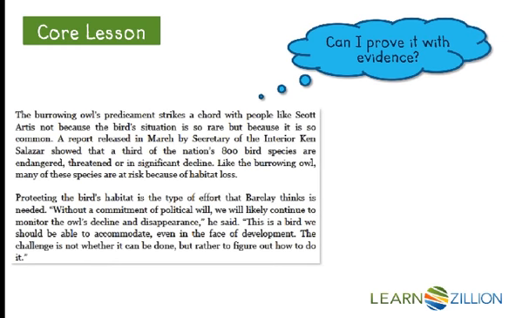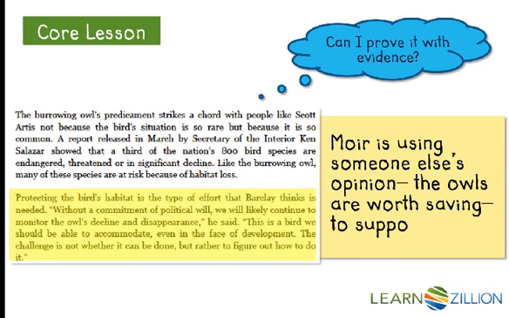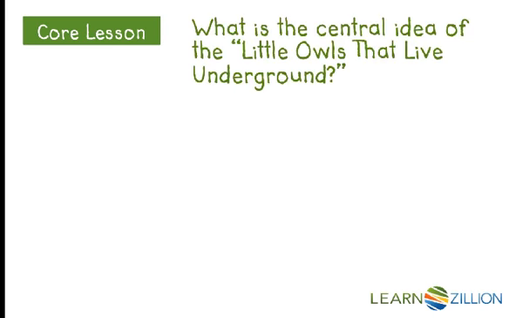Diving deeper into the text and still asking, can I prove it with evidence? Looking at the second paragraph here, protecting the bird's habitat is the type of effort that Barclay thinks is needed. Without a commitment of political will, we will likely continue to monitor the owl's decline and disappearance, he said. This is a bird we should be able to accommodate even in the face of development. The challenge is not whether it can be done, but rather to figure out how to do it. So again, I see that Moyer is using someone else's opinion. He uses it throughout. The owls are worth saving to support his own central idea. Not only are they worth saving, but we just need to figure it out. It's not too hard.